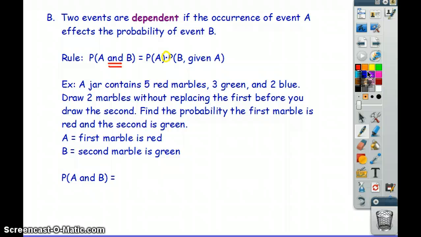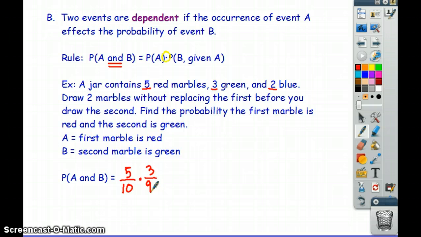Okay, well, what's the probability the first marble is red? Well, there's 5 red marbles, and there's a total of 5 plus 3 plus 2, so a total of 10 marbles. So 5 out of those 10 marbles are red. And the probability the second marble is green? Well, there's 3 green marbles out of how many? We have one of those marbles in our hand now, so there's only 9 marbles left in the jar. So 3 out of those 9 marbles that are left are green.